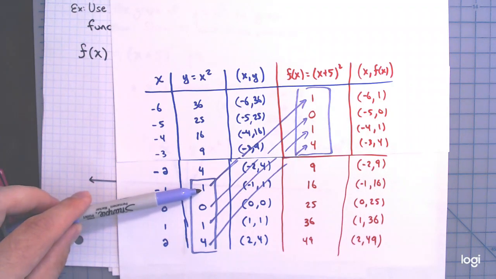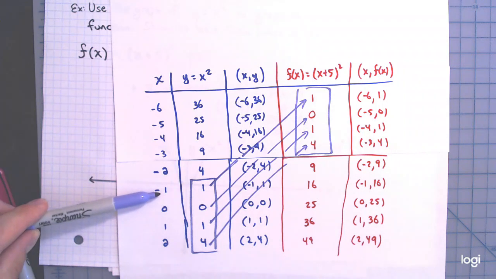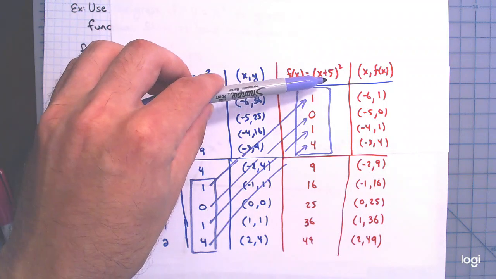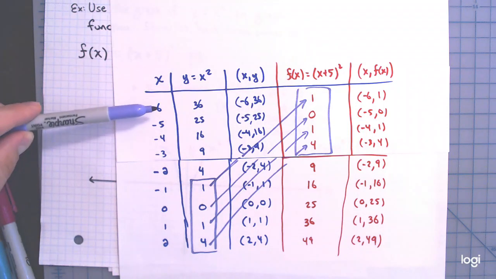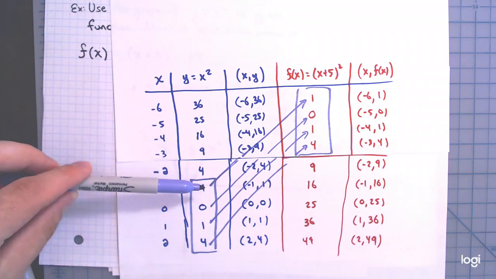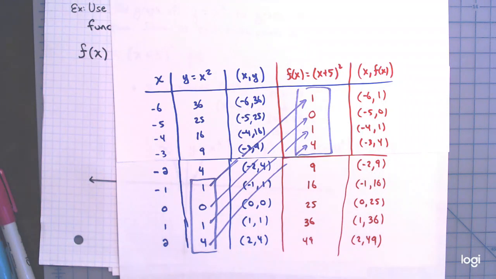With this output, for the y equals x squared, the input was negative 1. But then the same output for this function, y equals x plus 5 squared, has an input of negative 6. I went from input negative 1 to input negative 6 to get the same output. That's left 5 units on the x-axis. Right, from negative 1 to negative 6.